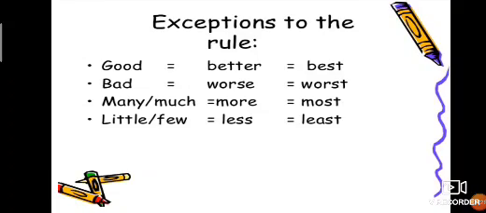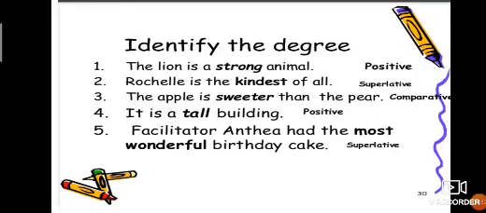There are some exceptional cases where you can't add to the word with those rules. Previously we learned good for positive, better for comparative, best for superlative. Good, better, best. Bad, worse, worst. Many or much, more, most. Little or few, less, least.